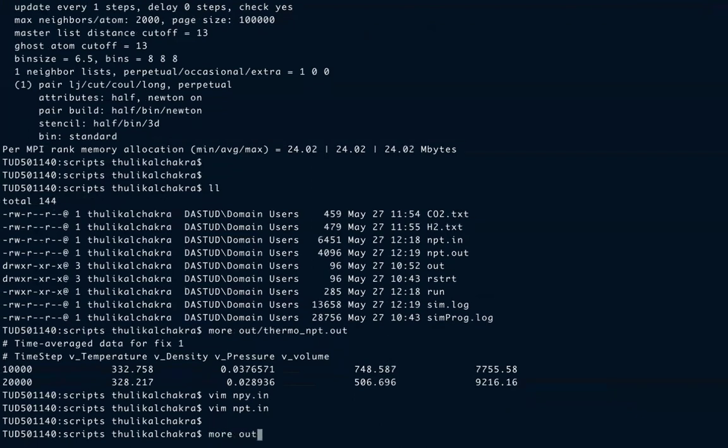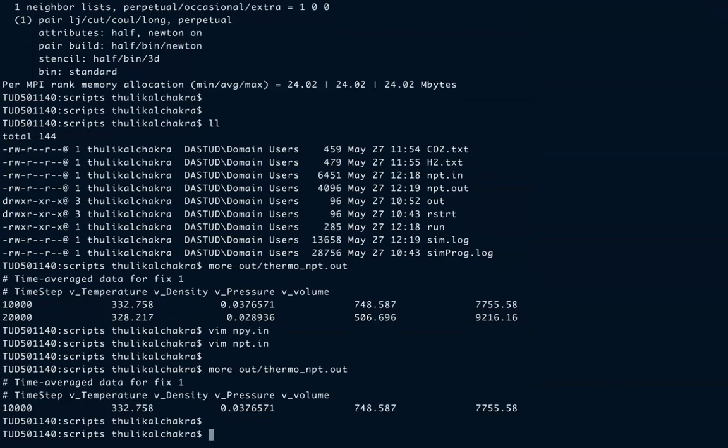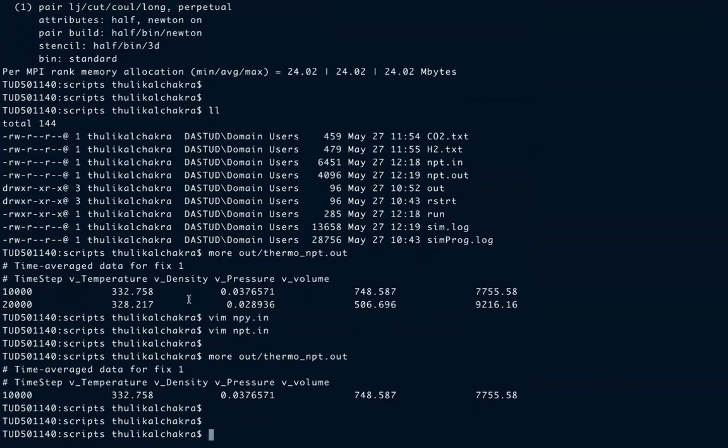So thermo npt.out. Yeah, sorry, that was a previous file that I already had, but you're getting close there. What's important to notice here is this value, 0.028936, that's basically 28.936 kilograms per meter cube.